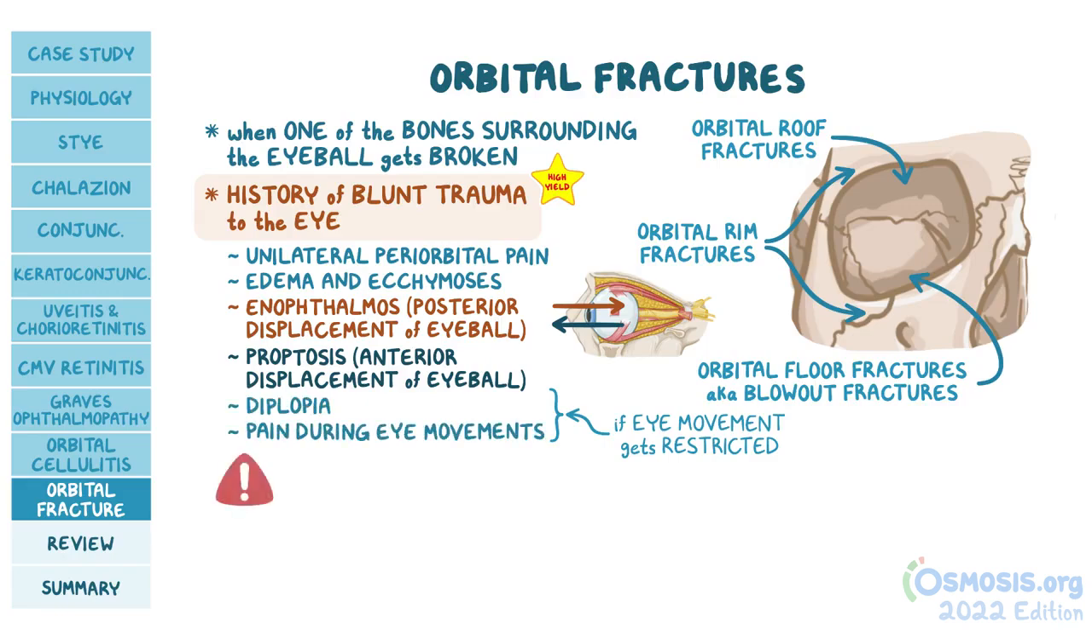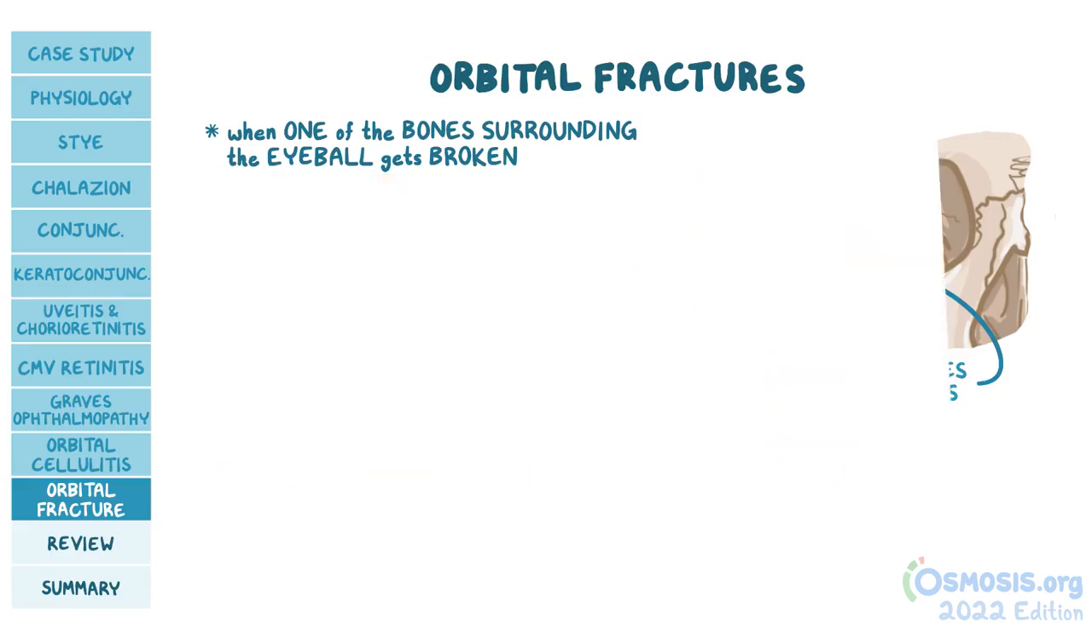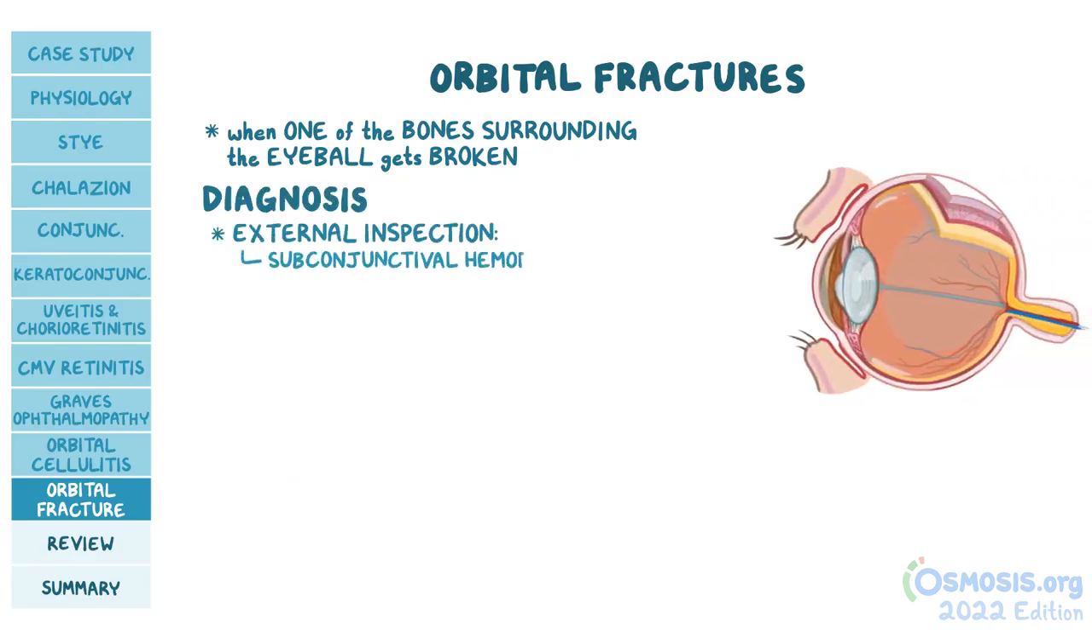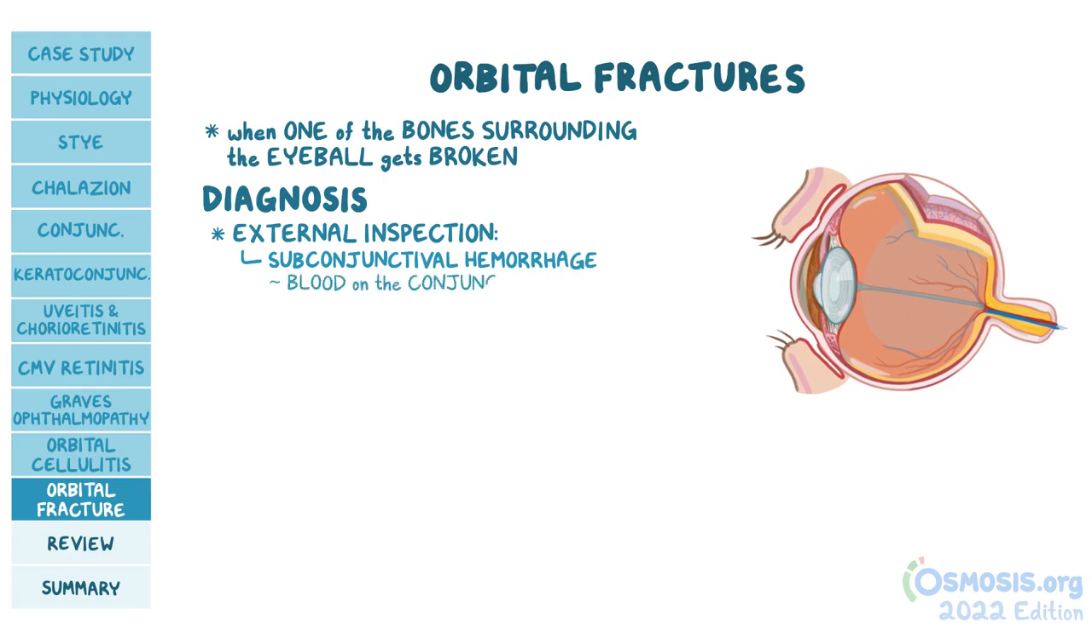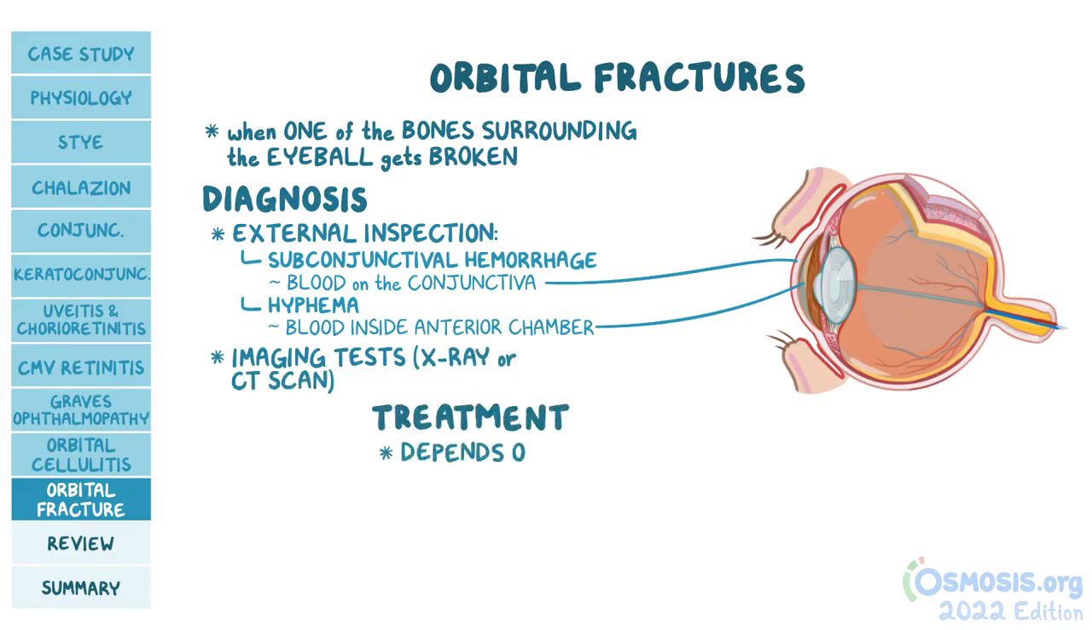If eye movement gets restricted, these might also be accompanied by diplopia and pain during eye movements. In severe fractures, the infraorbital or supraorbital nerves can also get involved, causing the individuals to experience numbness below the eye or in the forehead respectively. For diagnosis, external inspection of the eye might reveal subconjunctival hemorrhage, meaning blood on the conjunctiva, or hyphema, meaning blood inside the anterior chamber. Imaging tests like an X-ray or CT scan are also required to show the extent of the injury. Treatment depends on the severity of the fracture and can be conservative or surgical.